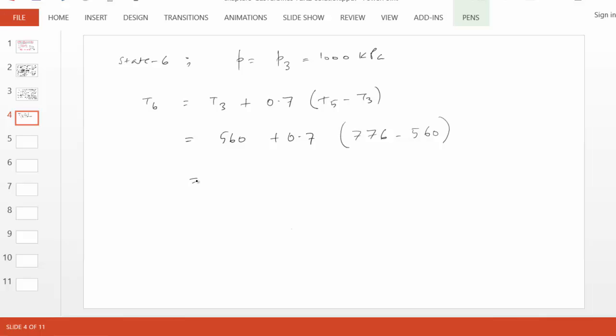And solving that, we get a T6 of about 711. So notice 776 could be the highest temperature we could have ever reached. Instead, we reached 711 K. Not bad.